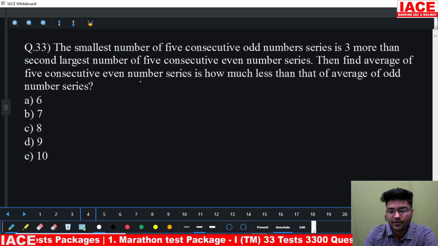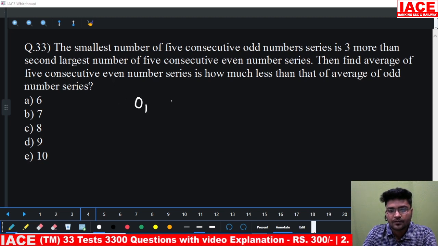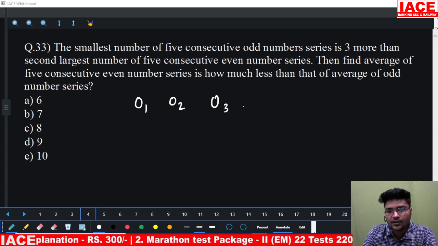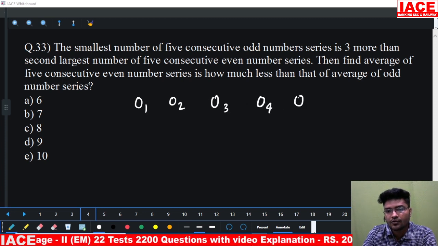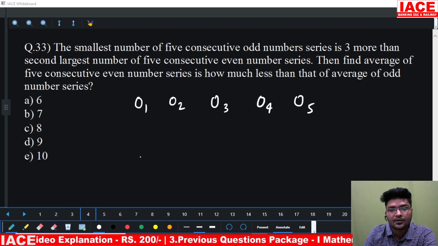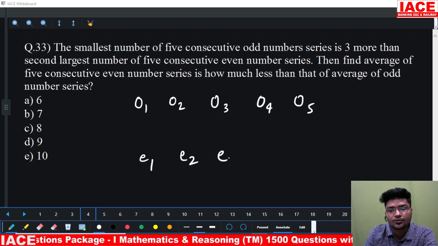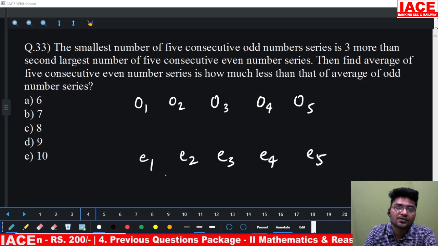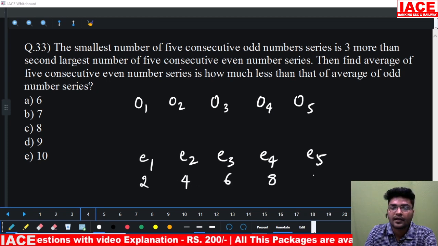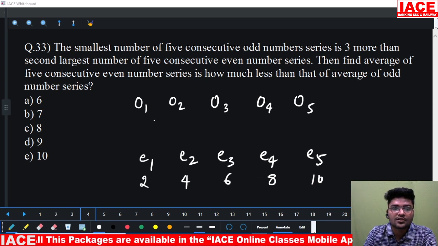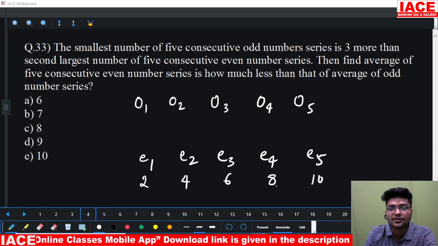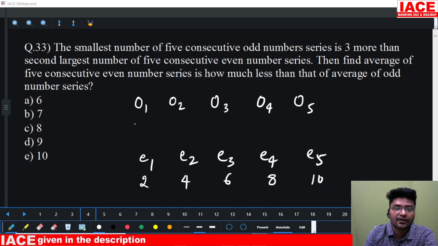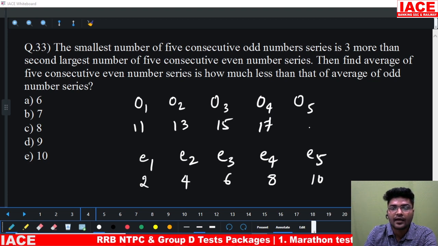So let us first write down these 5 consecutive odd numbers. Let me say O1, O2, O3, O4 and O5, my 5 consecutive odd numbers. Let me also write down E1, E2, E3, E4 and E5, my 5 consecutive even numbers. For example, let me say this is 2, this will be 4, 6, 8 and 10. Now the question says that the smallest odd number will be 3 more than the second largest even number. Second largest is 8, so 3 more will be 11, 13, 15, 17 and 19.